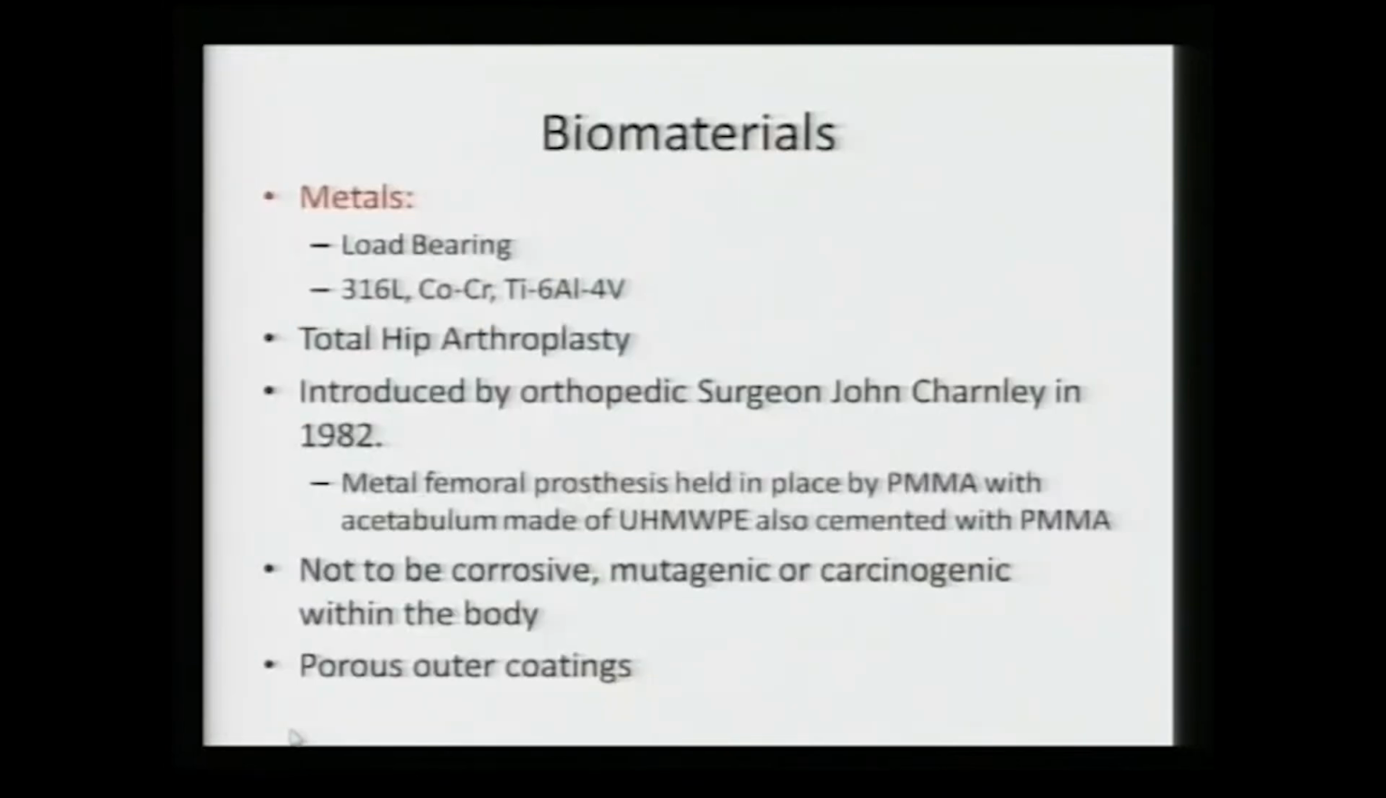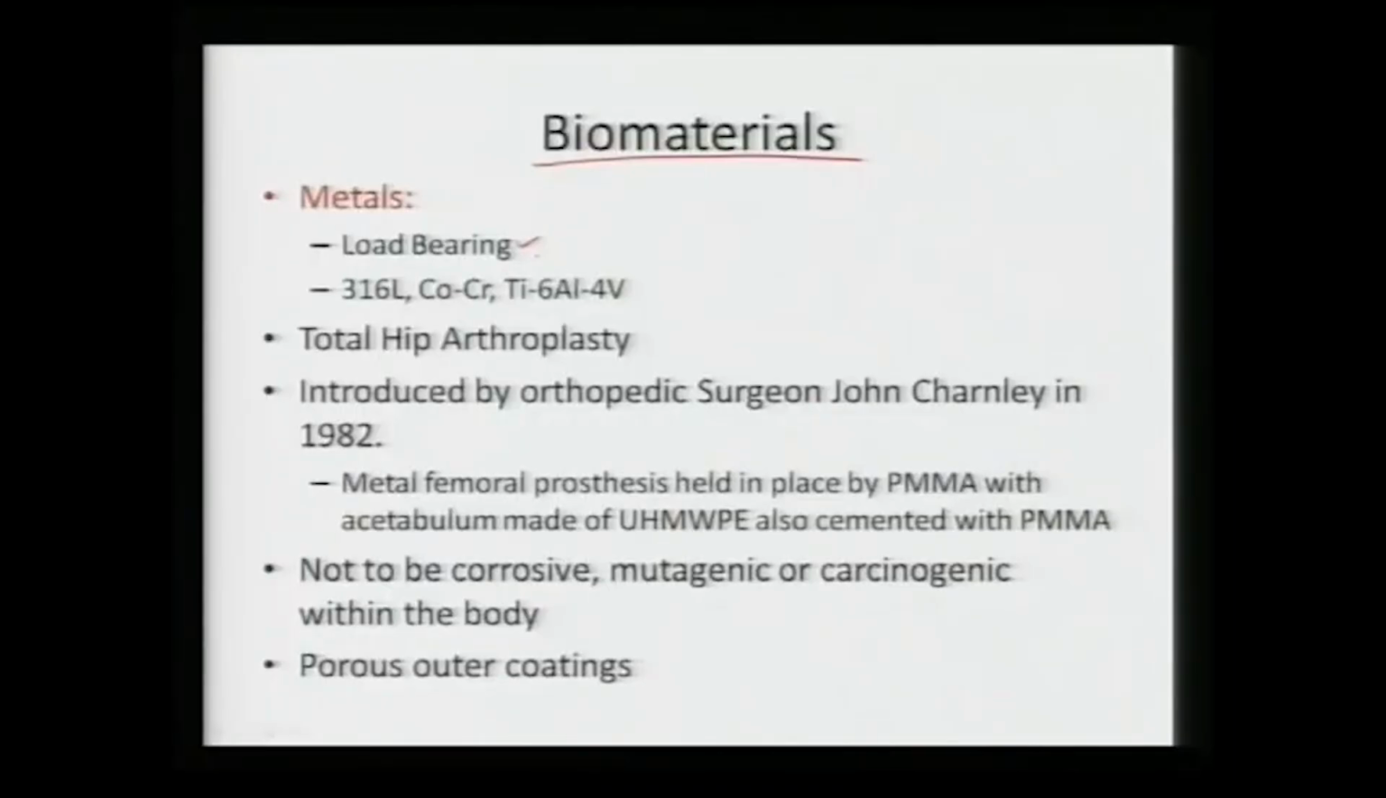And going on to the biomaterials, we can see that biomaterials can basically be classified into three broad categories: metals, ceramics and polymers. Metals are nothing but the load bearing entities. If you want an entity to bear a load or act as a structural material, we need to incorporate metals, and we have certain elements like 316L stainless steel, cobalt chromium alloys and titanium 6 aluminum 4 vanadium. For any structure to bear the load, it needs to have very high strength as well as high impact resistance, and these metals are invariably used in total hip arthroplasty.